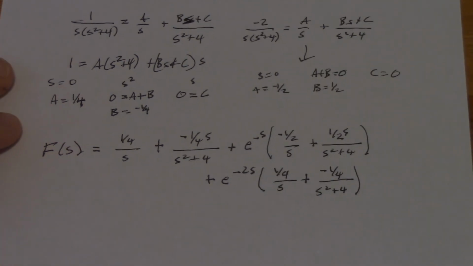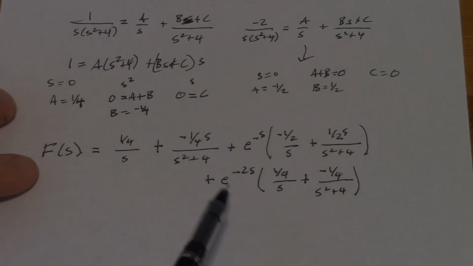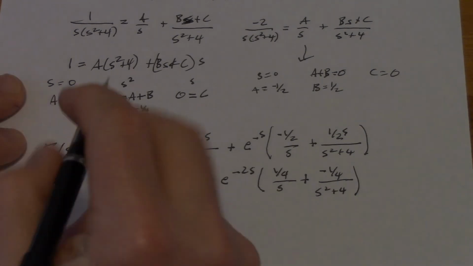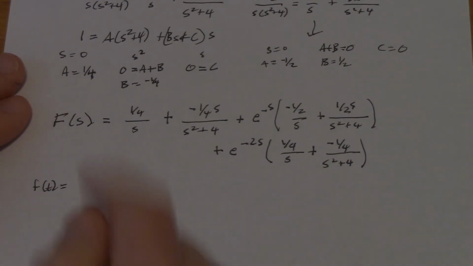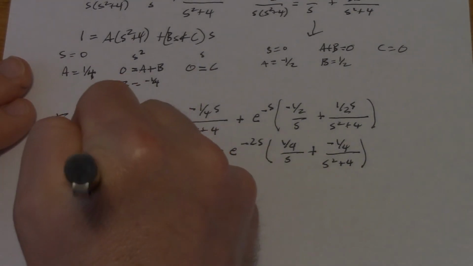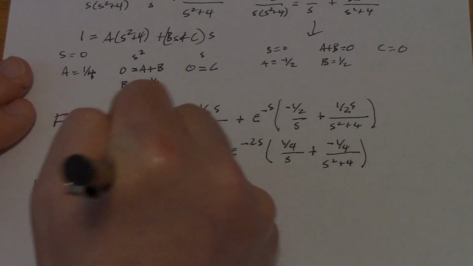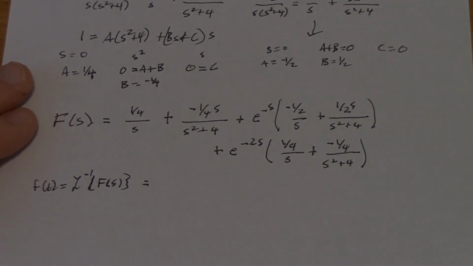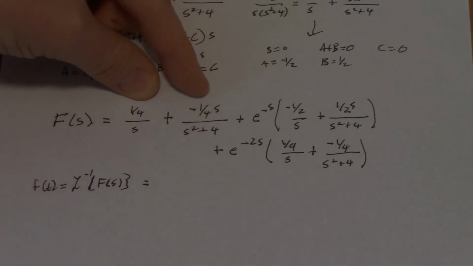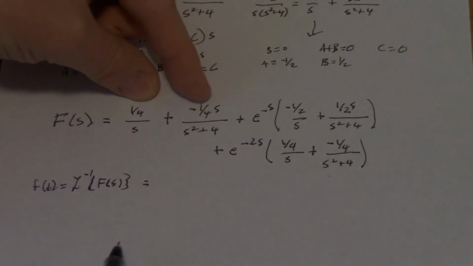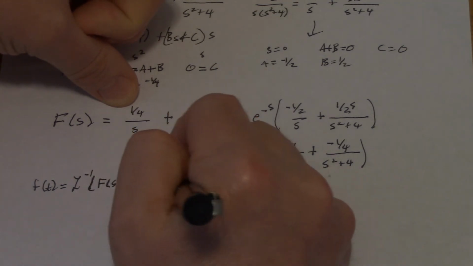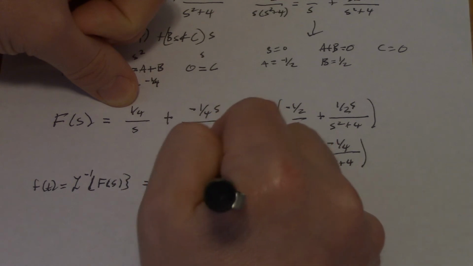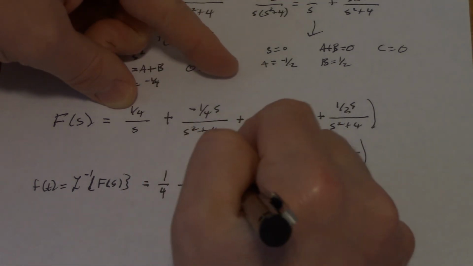Okay, so I'm going to do this in two pieces. I'm going to take the inverse transforms of the inside parts, but I know that t is going to have to be shifted. So f of t, which is the inverse transform of F of s, equals, and this part's pretty easy: s over (s squared plus 4) is a cosine term. Negative 1/4 is the coefficient, and that's going to give me just 1/4, and my b here is 2, so cosine of 2t.